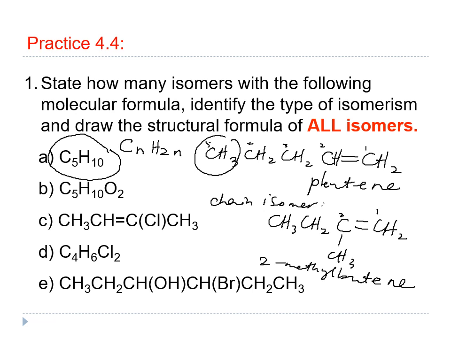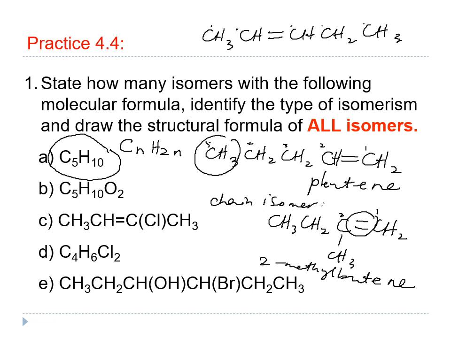Another type of isomer is positional isomerism. So we need to move the position of the double bond. Maybe we can put it in the middle somewhere. So CH3, CH, and the double bond would be here, CH, CH2, CH3. So this would be 1, 2, 3, 4, 5. This is carbon number 2.